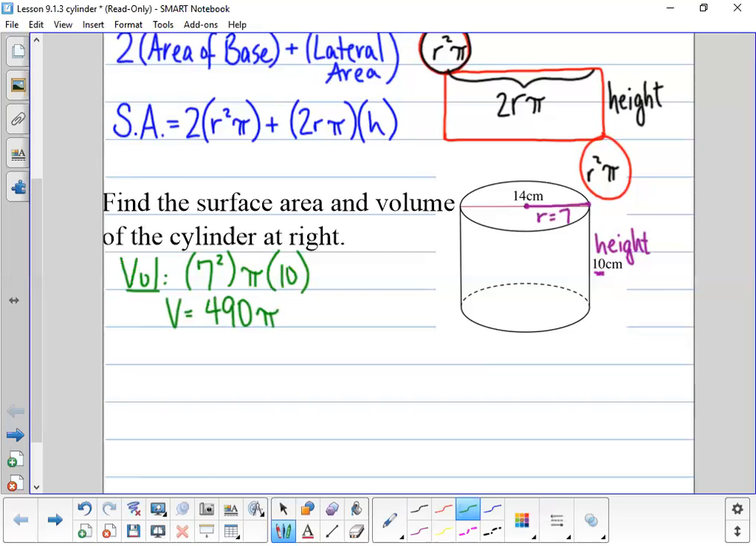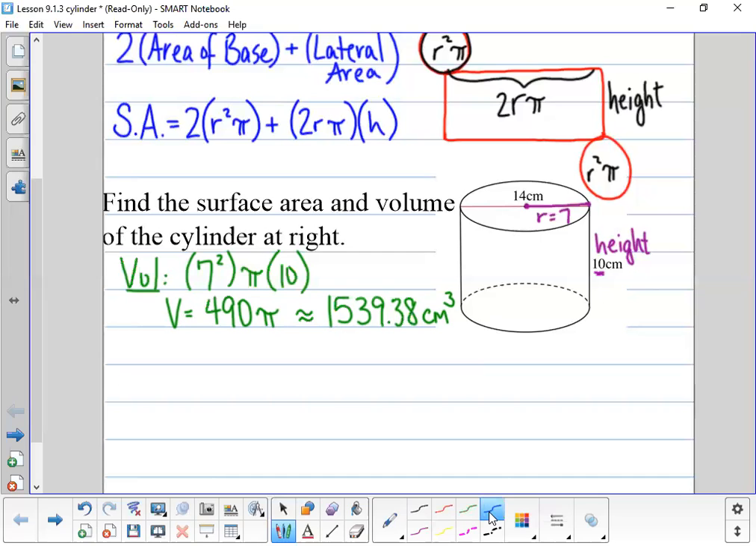So I'm still multiplying pi in there, I'm just doing it at the end. This would be the exact answer, 490 pi. I could also get an approximate answer by putting this into my calculator and changing it to a decimal. And if I do that, I get 1,539.38. And since I'm talking about volume, my units will be cubed. So it would be centimeters cubed. And that is how we find the volume. So the area of the base, 49 pi, times the height, 10.